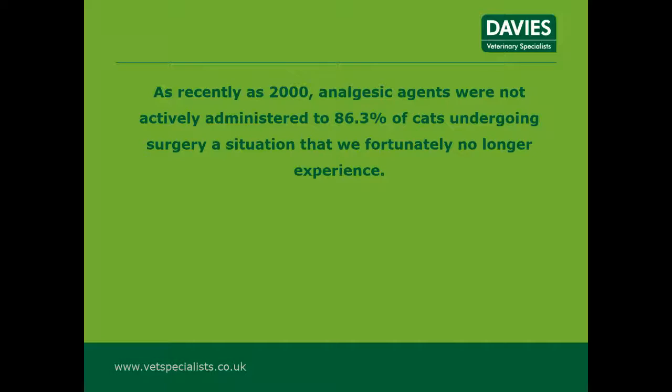So dogs have been, as you can see, that scale's been around for over 10 years, and we've looked after dogs from an analgesia perspective quite well, probably because dogs are very expressive, they're quite interactive and they like people. So therefore we can see with their interactions. We know from a study that was done as recently as 2000, which isn't actually that long ago, analgesic agents were not actively administered to over 8 out of 10, nearly 9 out of 10 cats undergoing a surgery. That's pretty awful, and it's fortunately a situation that we no longer experience, but we definitely say that cats are the poor relative when it comes to pain assessment and intervention.